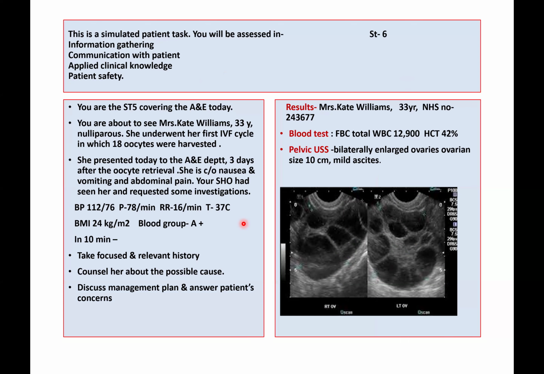Every one of you should have a paper and pencil. Please note down the important points in the scenario.